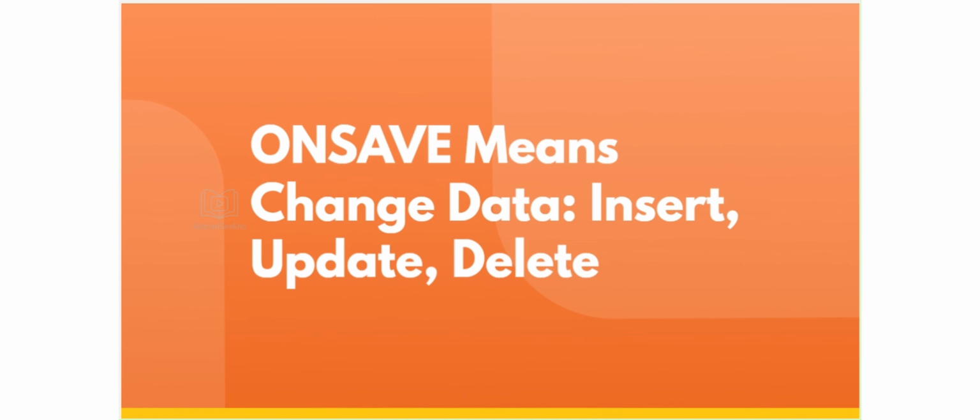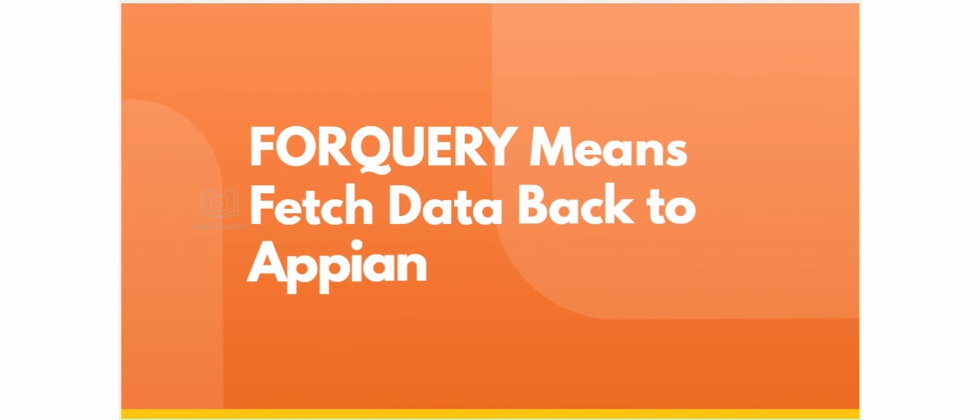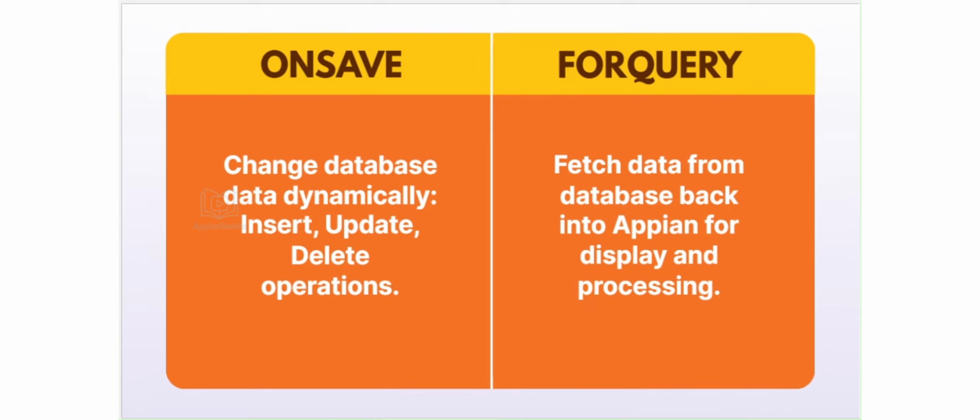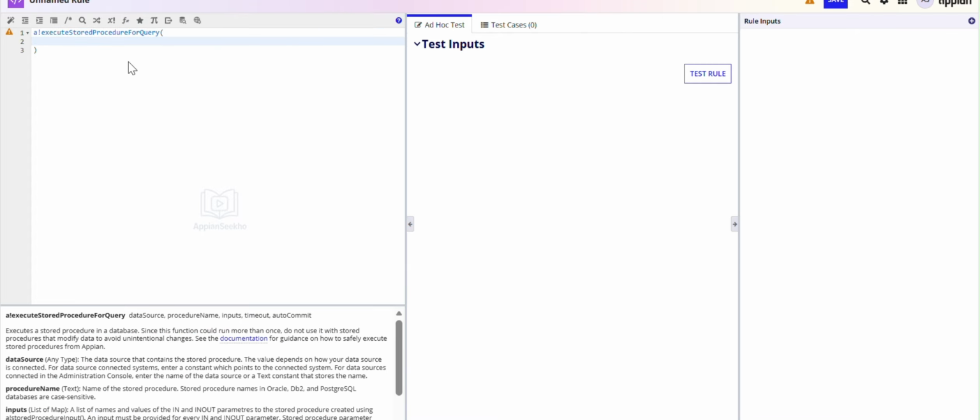And a!executeStoredProcOnSave is specifically designed to safely execute a stored proc in a save into context. So for example, if I have a save button on an interface and clicking that button should execute a stored proc that updates the database, this is the function I would use. For this particular example, I'm going to use a!executeStoredProcForQuery.